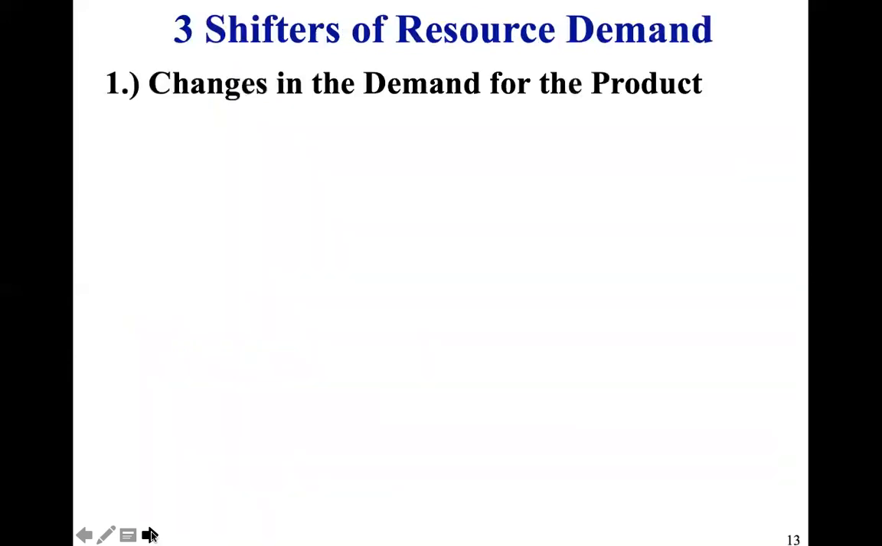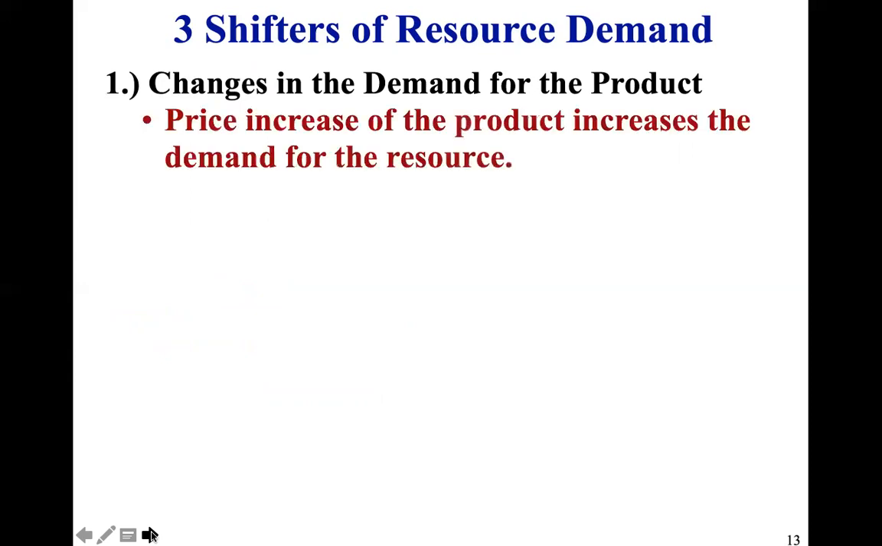Okay. And so in terms of formal shifters, that's number one. The idea of derived demand is number one. If we see changes in the demand for a product that a resource is used to produce, it's going to change the demand for that resource. Okay. If there's a price increase in the product, it's going to increase the demand for that resource.